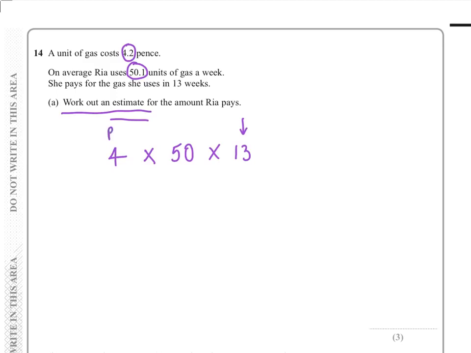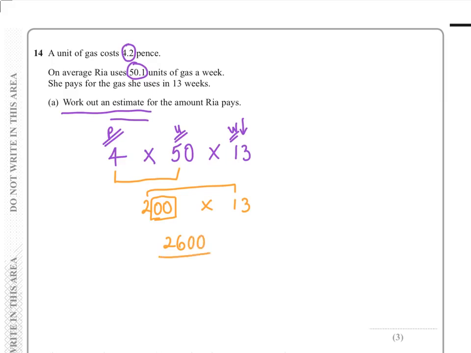So this is the pence, this is the units of gas used, and this is the weeks. So we'd have to multiply these together to get the total. We can do this in a number of ways in our head. We can say 4 times 50 is 200, and then times that by the 13. We know that 2 13s are 26, but we had 200 lots of 13, so that will be 100 times bigger, which is 2,600 pence.